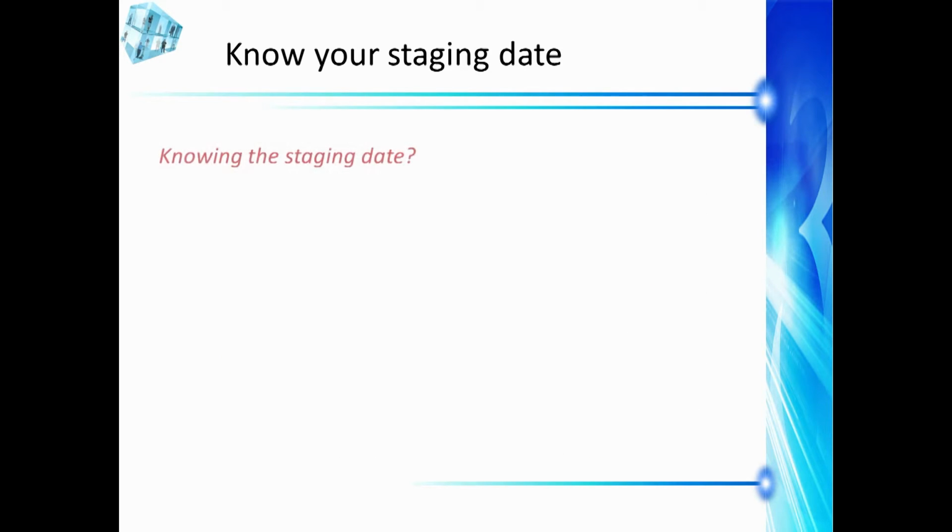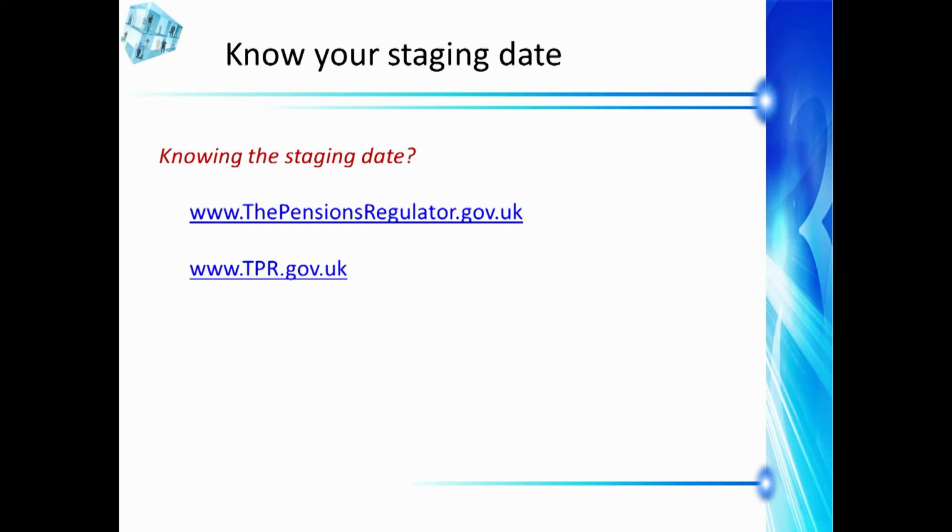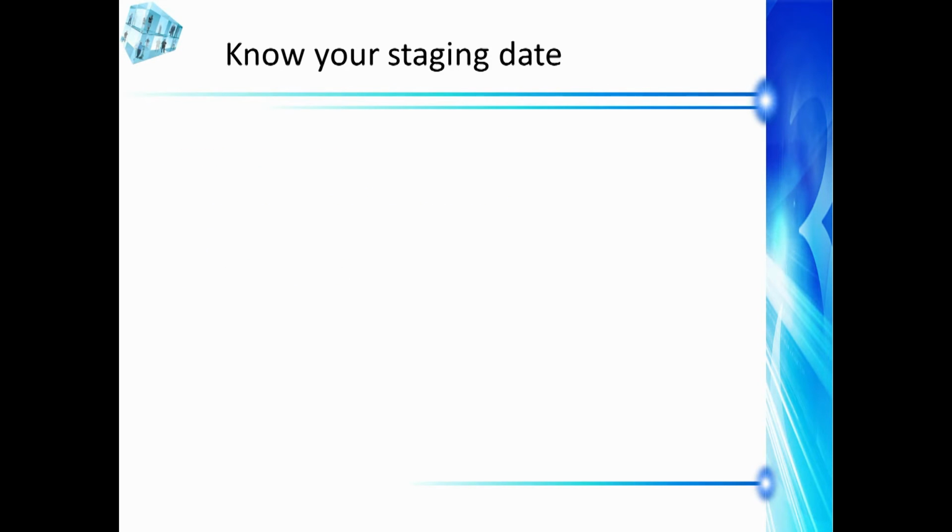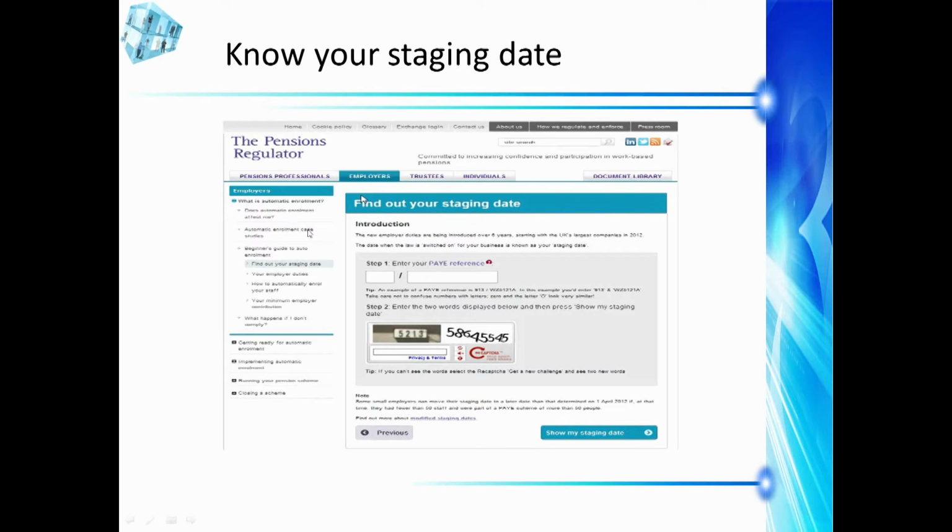How do you know your staging date? Well, if you log onto the Pensions Regulator website, tpr.gov.uk, or you can spell it out in full, thepensionsregulator.gov.uk, and go on to the section that says finding out your staging date, enter your PAYE reference into that field there and press this button here, it will then show you the actual staging date for your particular company.